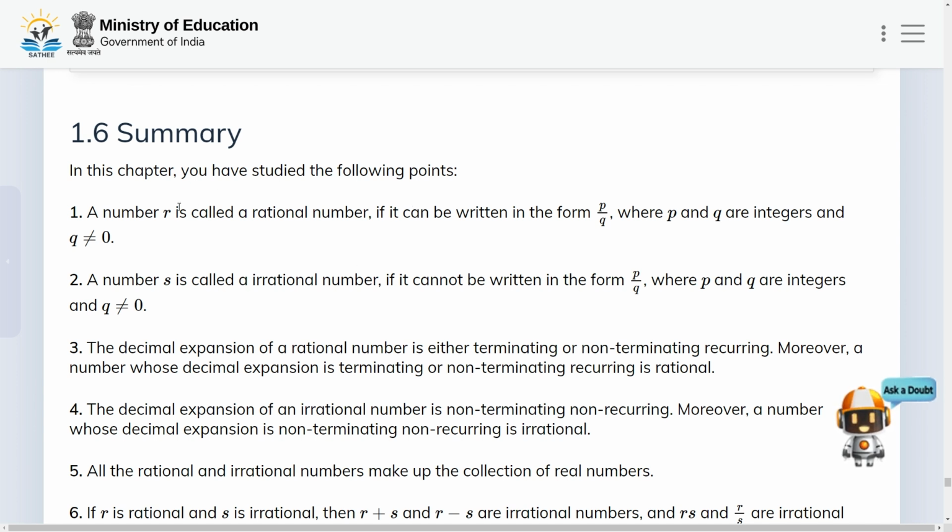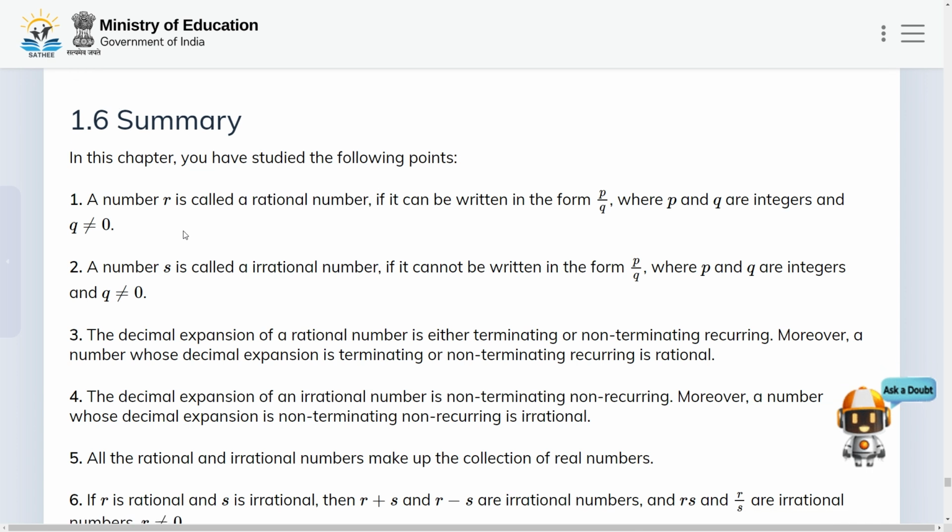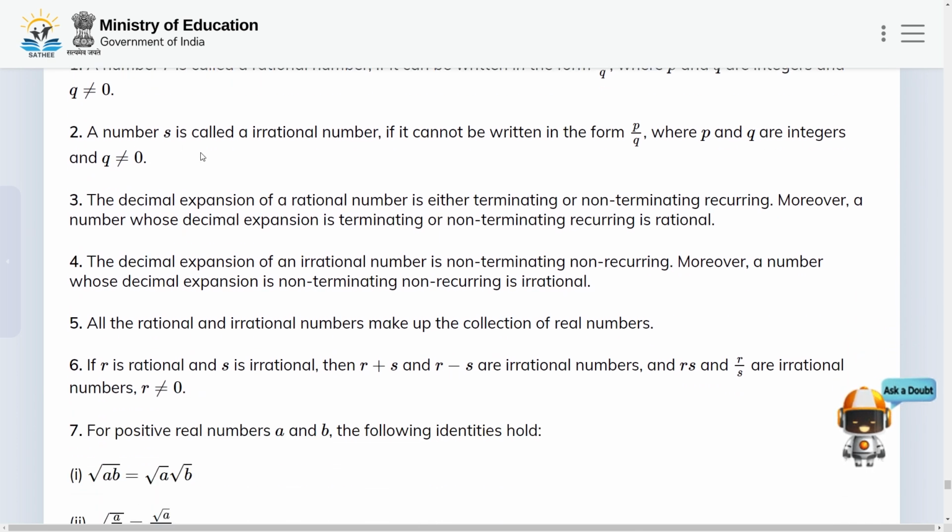A number R is called a rational number if it can be written in the form P over Q, where P and Q are integers and Q does not equal 0. And second point, a number S is called an irrational number if it cannot be written in the form P over Q, where P and Q are integers and Q does not equal 0.